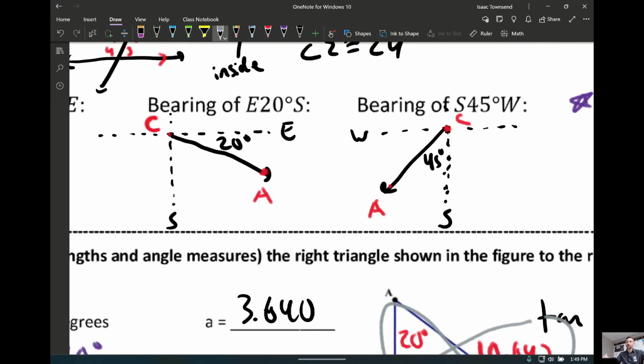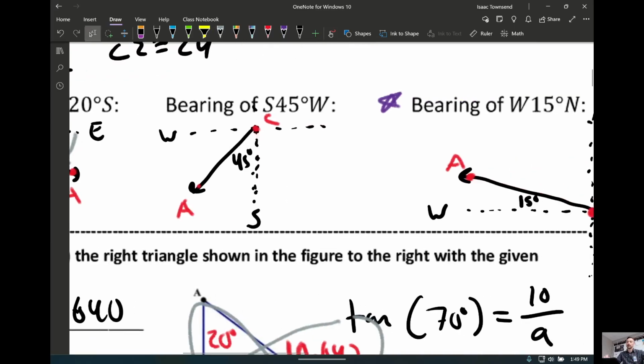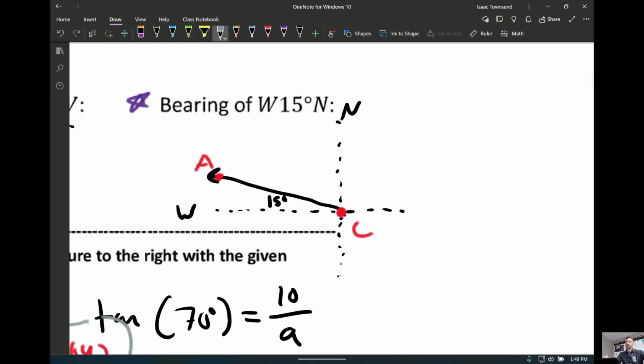An east 20 degrees south bearing would mean you would start at the east line and measure 20 degrees towards south. A south 45 degrees west bearing means you should start at the south line and turn 45 degrees towards west. And a west 15 degrees north bearing means starting from the west line, turn 15 degrees towards the north line.